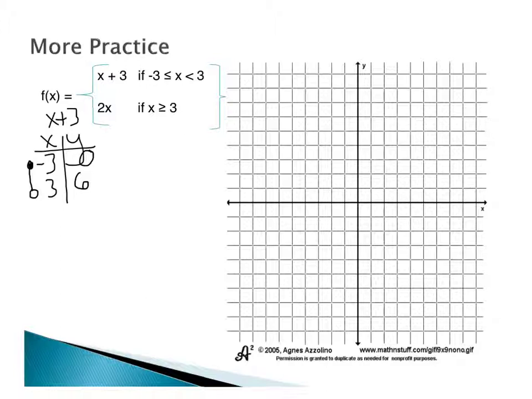So we're going to have negative 3, 0, and that's going to be closed. I'm going to have 3, 6, open, and let's draw a nice line. Ooh, that is good. That is good right there. Okay, so that's my first one. Next one, why don't we do it in blue?